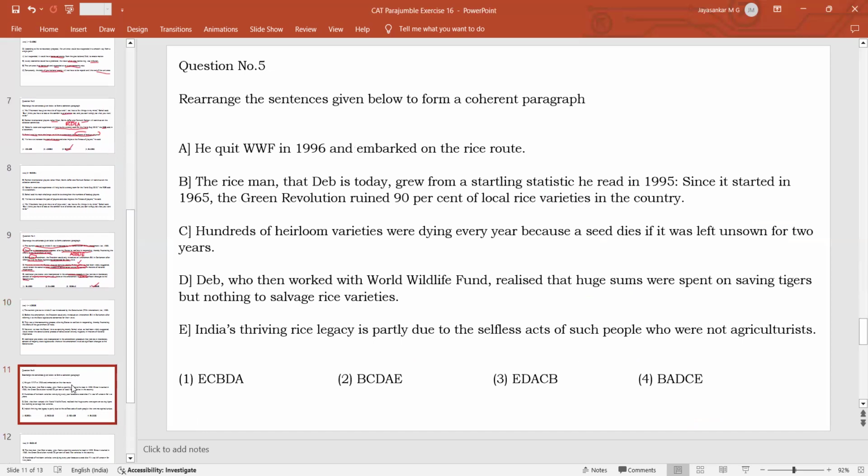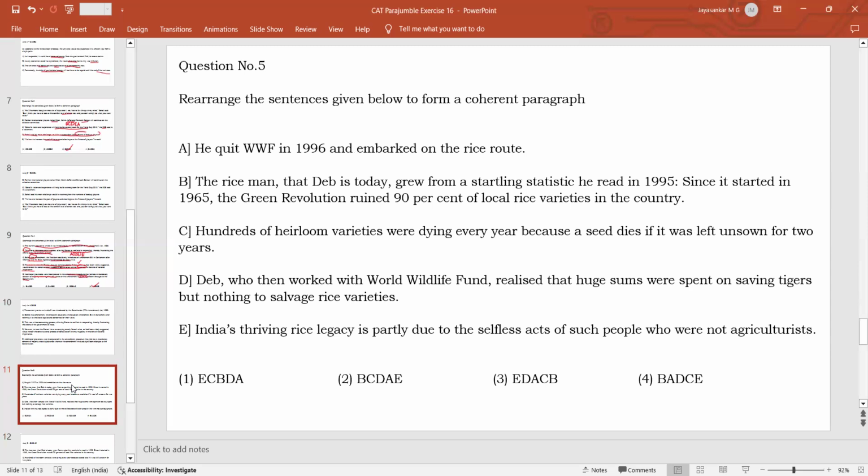All right. The last question. Again, if you are a good reader, simple thing. So we are talking about one person called Dev. His full name is not given here, and how he transformed himself from a person who was associated with tiger conservation to a person who started working on conserving the rice varieties in India. This is given here. So how did it happen?